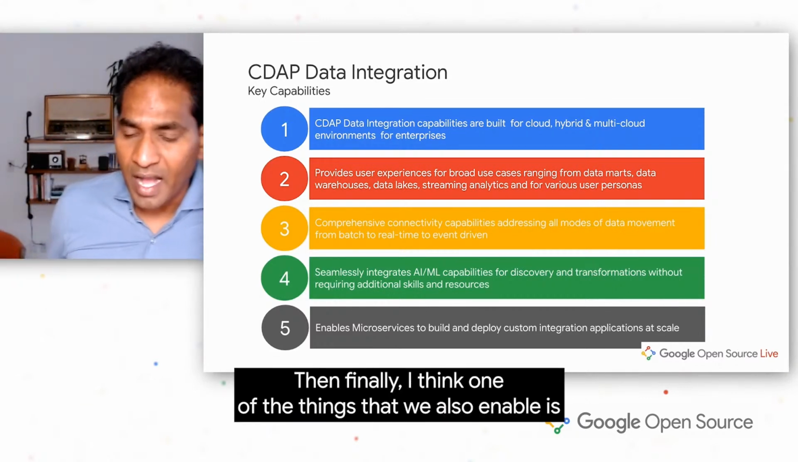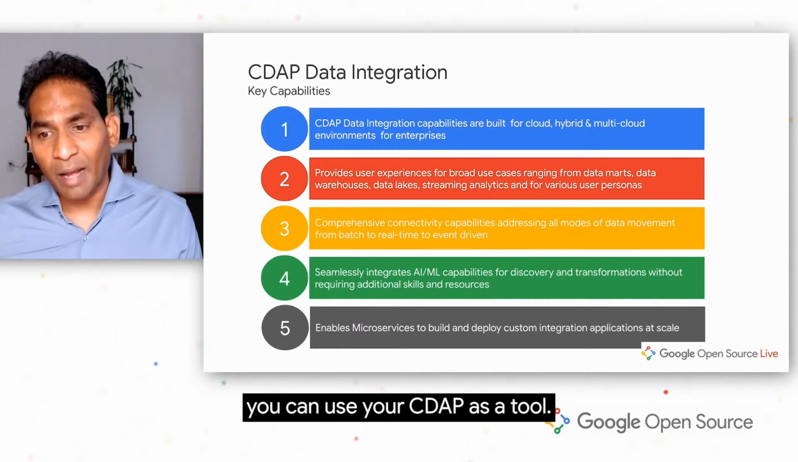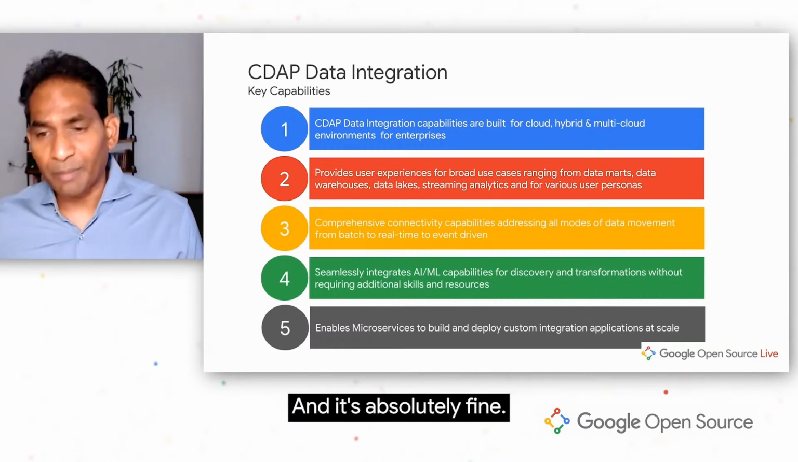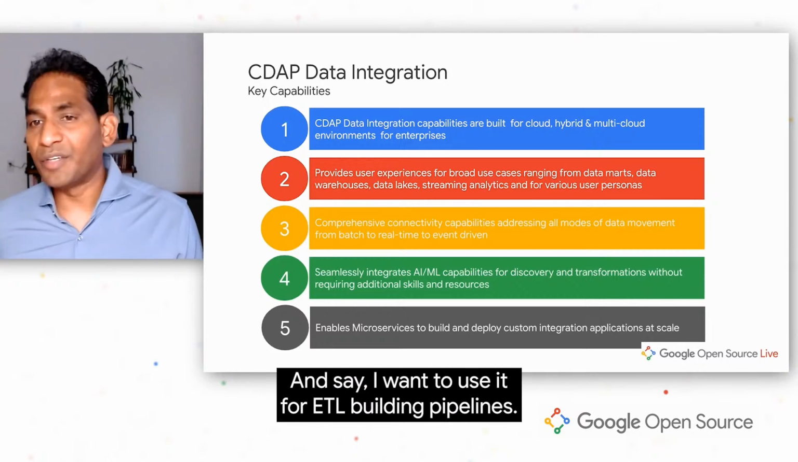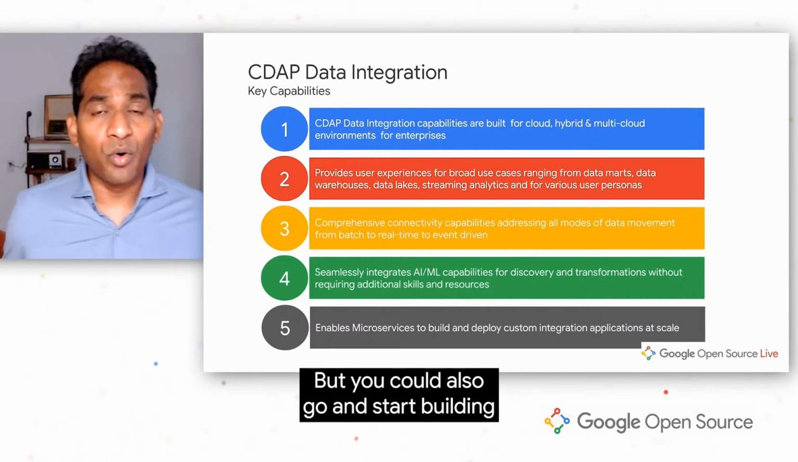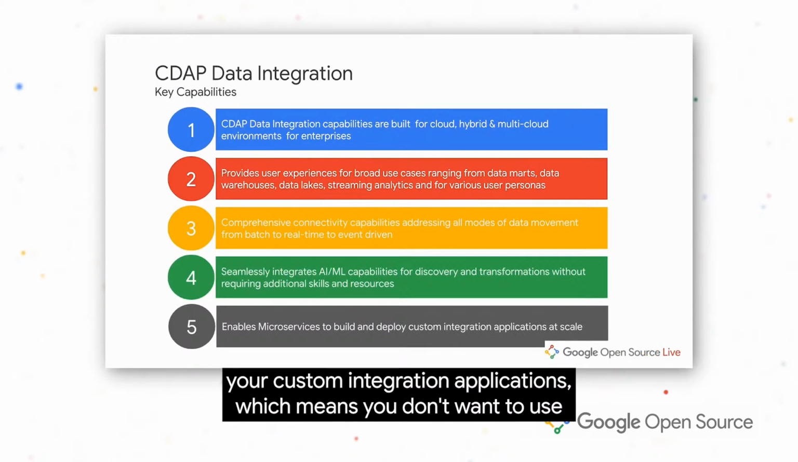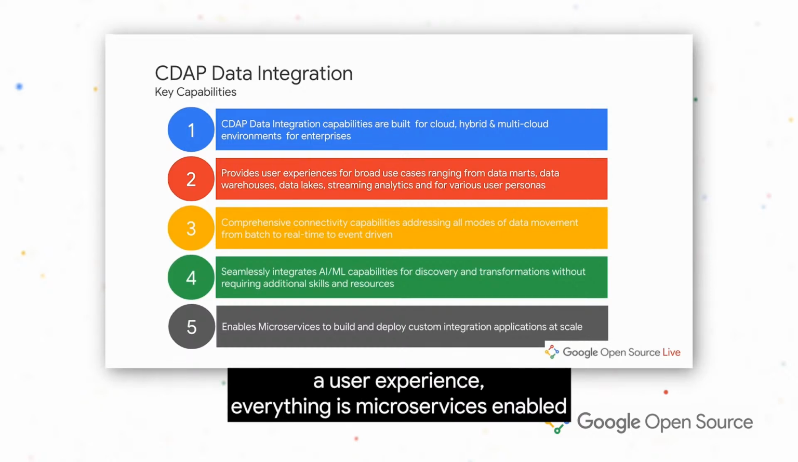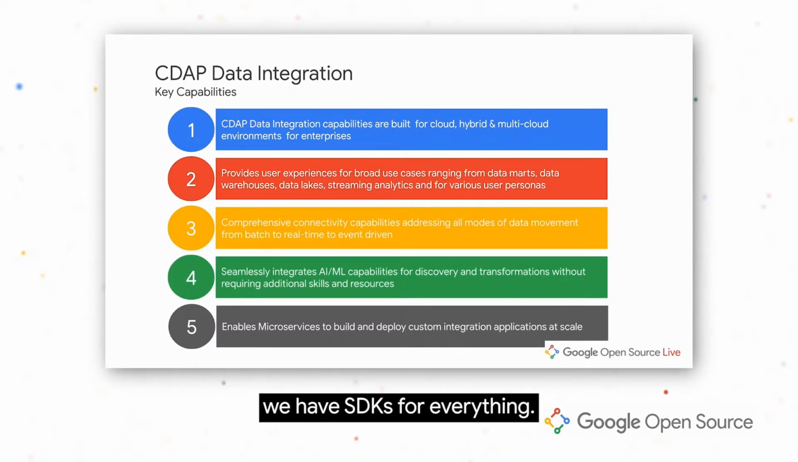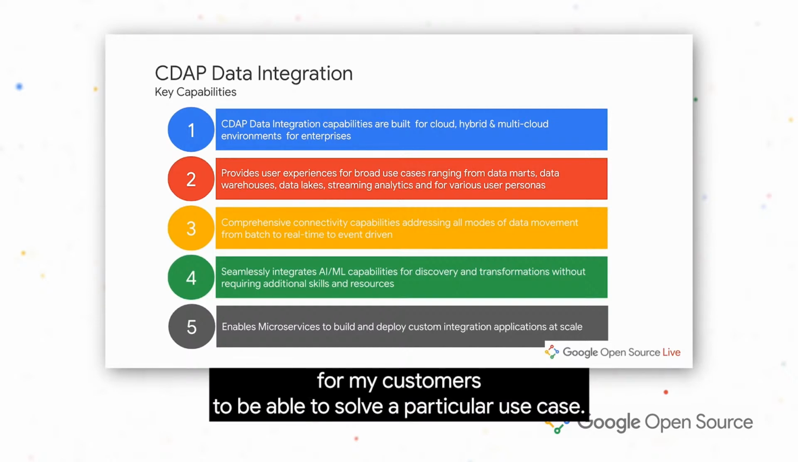Then finally, one of the things that we also enable is you can use your CDAP as a tool, and it's absolutely fine, say I want to use it for ETL, building pipelines. But you could also go and start building your custom integration applications, which means you don't want to use the user experience. Everything is microservices enabled. We have SDKs for everything. You can say that I'm going to create a new user experience for my customers to be able to solve a particular use case.